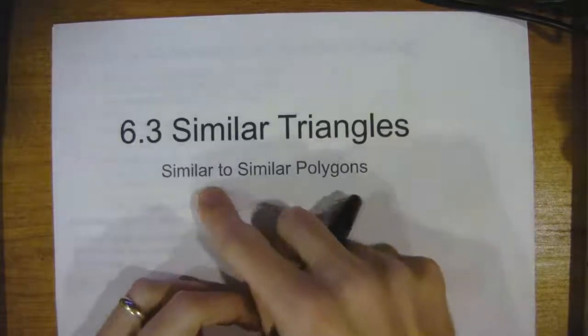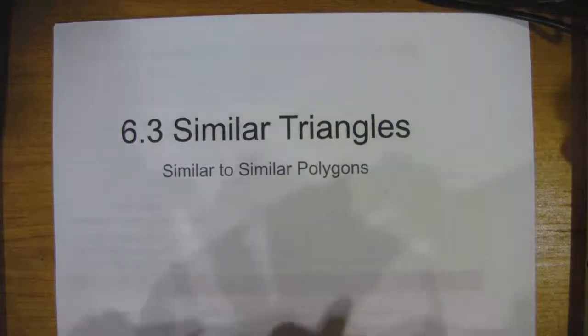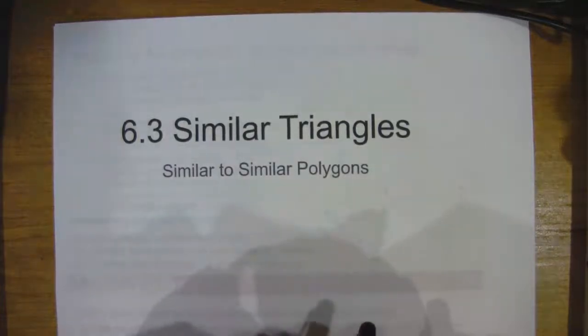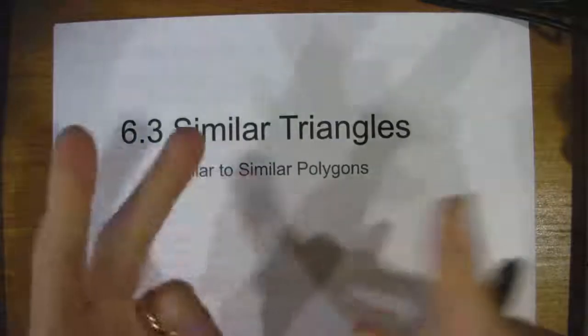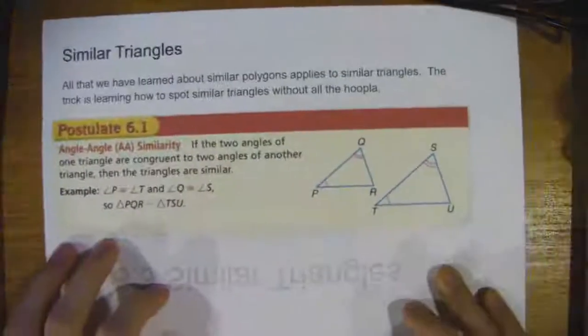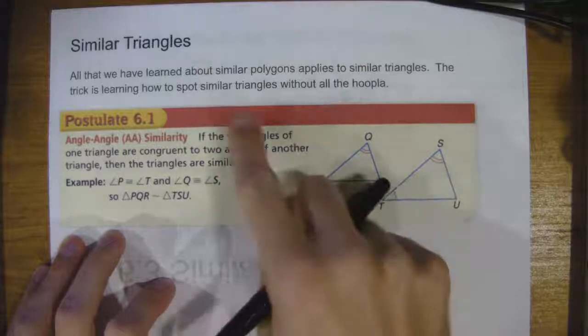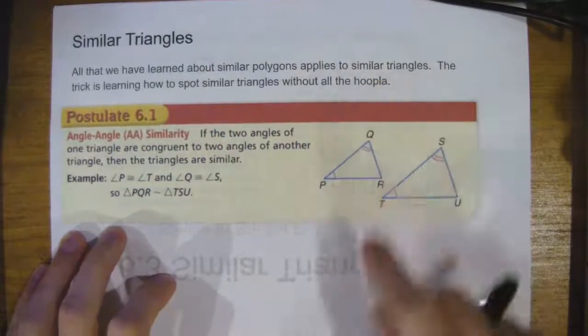So again, kind of similar to similar polygons, similar triangles. Today, we're going to talk specifically about triangles and ways we can figure out if they're similar or not without going through all the sides and all the angles, to see if there's a little bit of a shortcut. So take a look. The first thing we're going to look at is a postulate. And again, this is going to let us figure out what we know about similar triangles without all the hoopla. And yes, that is a technical term.